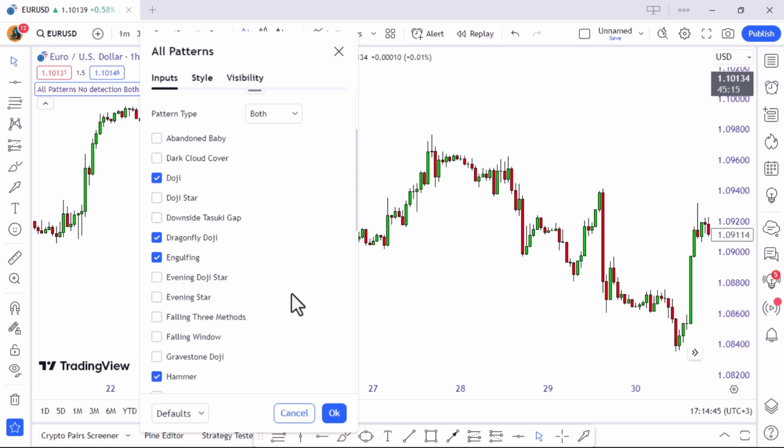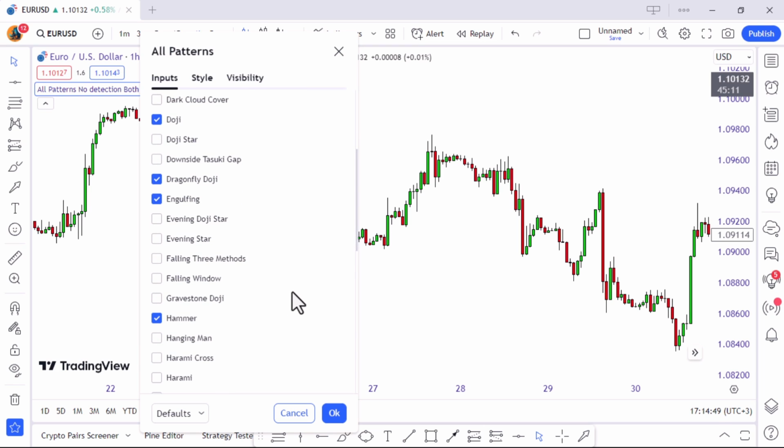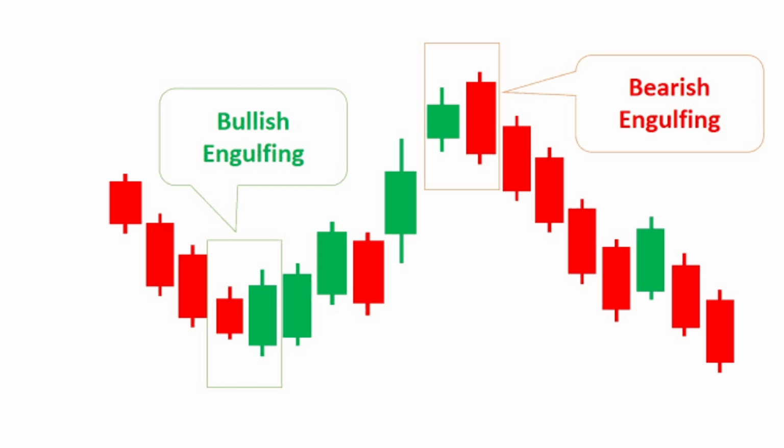The next two candlestick patterns we will be enabling are the Dragonfly and Gravestone Doji. The Dragonfly Doji is a bullish candlestick pattern that resembles a T, and the Gravestone Doji is the opposite, indicating a bearish reversal. Another important pattern we will be enabling is the engulfing candlestick, which occurs when the body of a larger candle completely engulfs the body of the previous smaller candle.